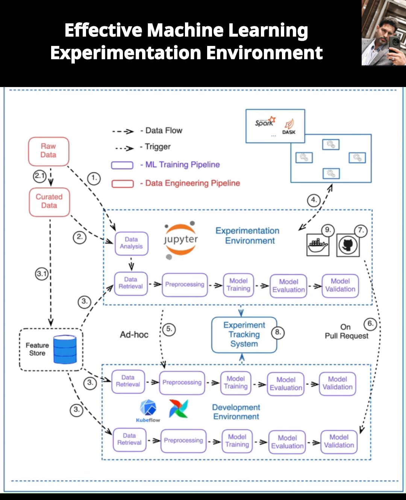A crucial first step, often part of a data engineering pipeline, shown by the pink line, is transforming that raw data into curated data. This means cleaning, validating, and structuring the data into a more usable format. This could involve big data processing tools like Spark or Dask.